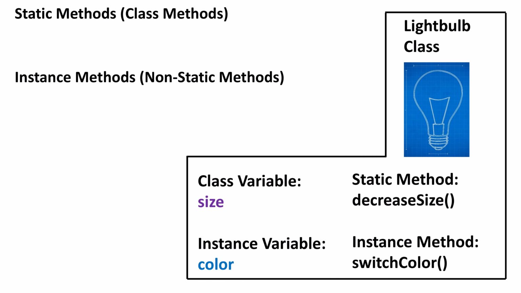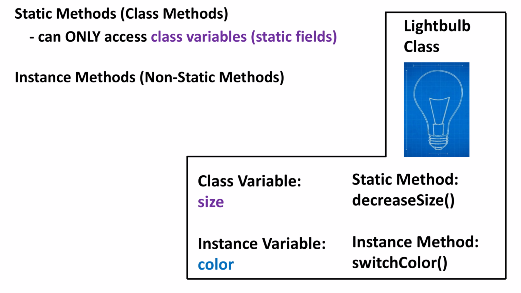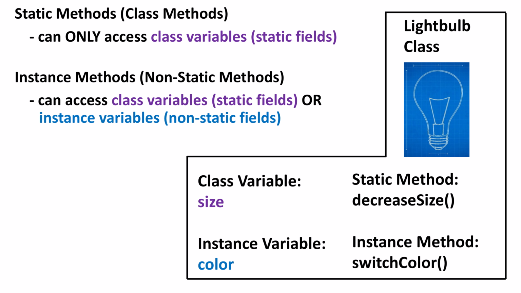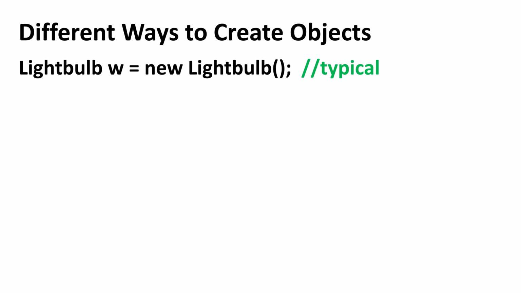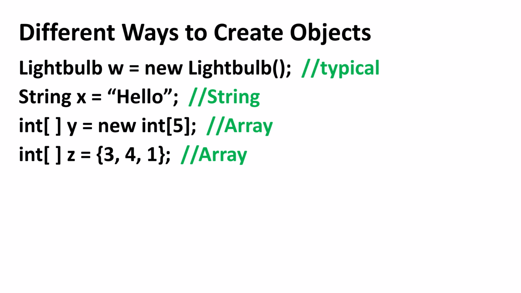The final thing to know is that static methods can only access class variables, while instance methods can access both class variables and instance variables. This is why the switchColor method had to be an instance method, so it could access the instance variable color, which it changed. This fact will be important when you learn about writing classes in a later lesson. Before we end, I wanted to mention that there are a few classes that have unique ways of creating objects. Some examples include the String class and the array class. Don't worry about those now, but be aware that exceptions exist.